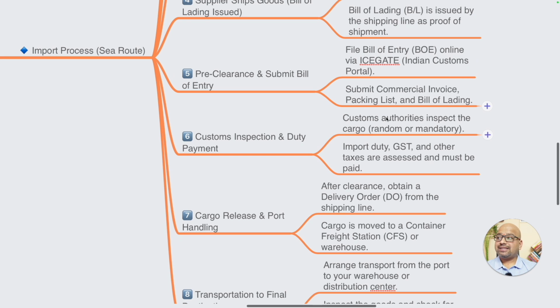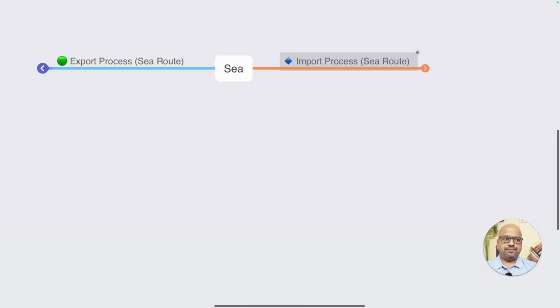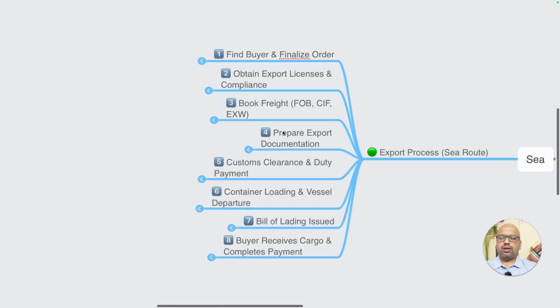Okay, let's see in imports. So we are done with the imports. Now we'll jump into the exports. When you want to export any product through a sea route, what are the steps that we need to follow? The first step is going to be finding the buyer, because I have to sell something to someone, then obviously I need someone to pay for it, and that is the buyer.